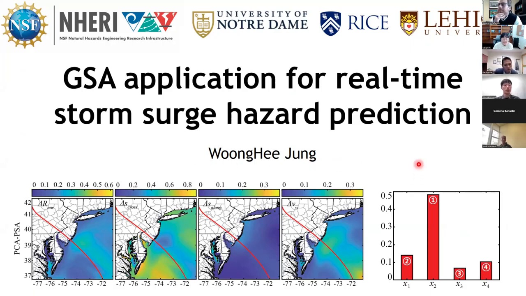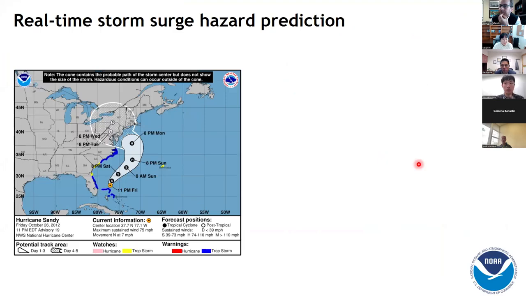In addition to the GSA applications discussed earlier, I'd like to introduce how GSA can also be applied and leveraged for the real-time probabilistic storm surge hazard prediction problem. First of all, let's start with a brief introduction of real-time storm surge hazard prediction. When a storm is formed, the National Hurricane Center issues a storm advisory that provides us with information about the nominal forecast of storm features and their uncertainties.